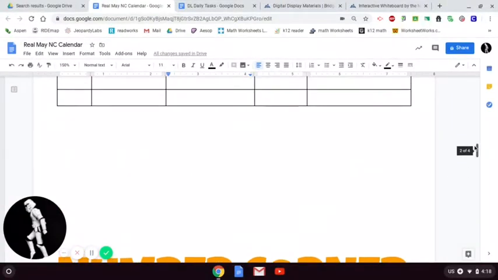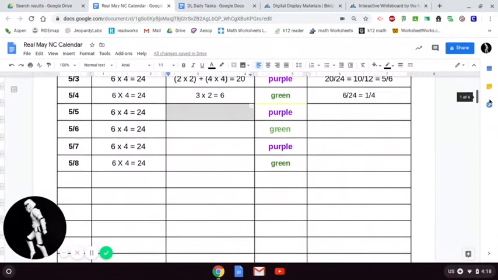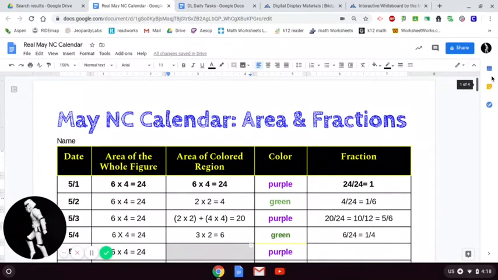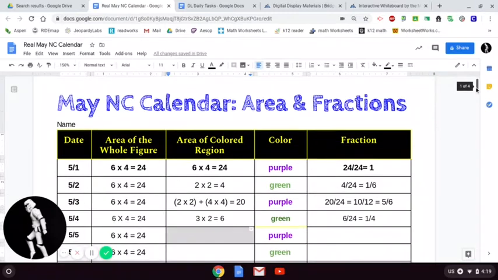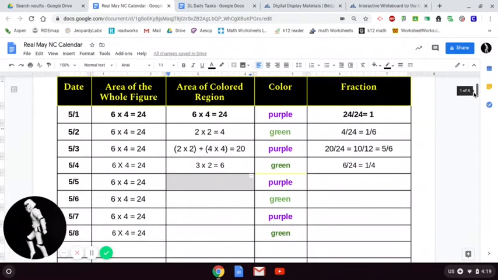So for us to do this, you are going to need this document. That is our May Number Corner calendar about area and fractions. You may have printed this off and be writing it, or you may be using it as a digital document. If you're using it as a digital document, you can see I've already discerned a pattern, and because I can cut and paste, it makes things a little bit quicker and easier to manage. I might recommend getting a digital copy of this if you're still trying to write it down, but again, that's entirely up to you. Let's go check out that calendar.